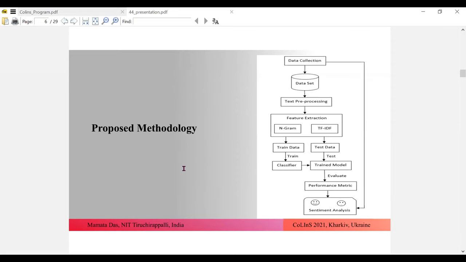So this is our proposed methodology. If we look at this methodology, we can see that first we collected our dataset, and after that we did some data preprocessing and extracted features. Then we split the data into training and testing datasets, and we used different classifiers to evaluate the model. Finally, performance metrics were used to measure the behavior and performance of our methodology.